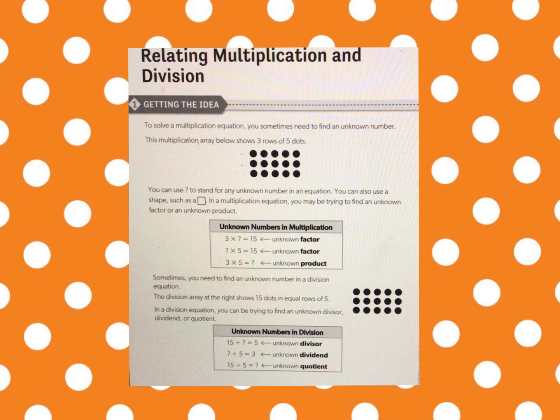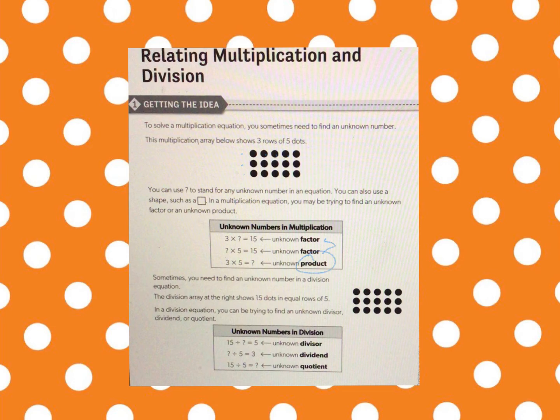You can use a question mark to stand for any unknown number in an equation. You can also use a shape such as a box as well. In a multiplication equation, you may be trying to find an unknown factor or an unknown product. Remember, factors are the two numbers that we multiply together to equal that product.